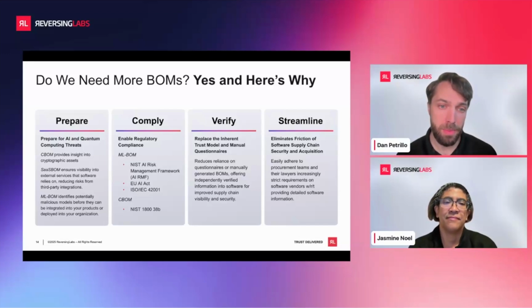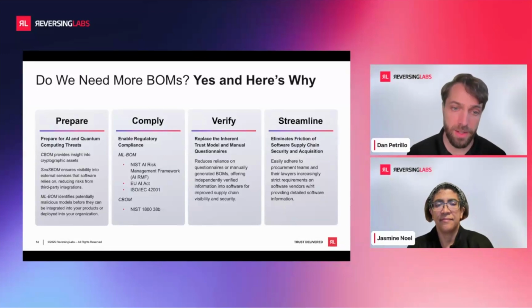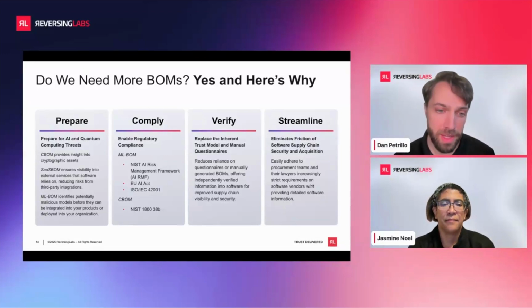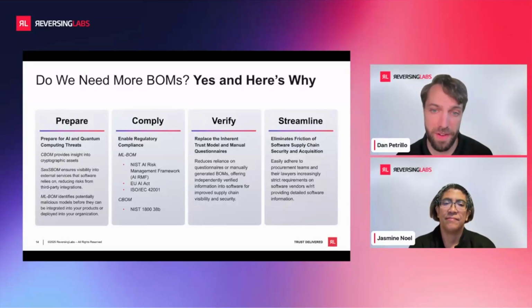Compliance mandates. These are expanding as well. The ML-BOM is going to help us with the NIST AI risk management framework, the EU AI Act, and the ISO IEC 42001. And the CBOM is going to help with NIST 1838B, which talks directly about quantum computing readiness. It's also going to help us verify the software that is coming into our organization.